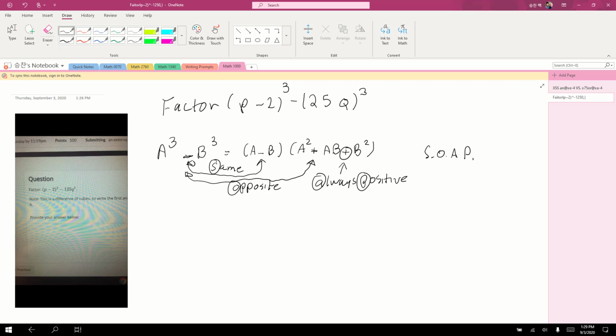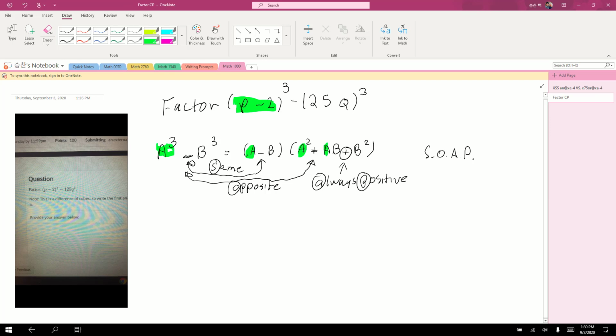All right, so now in this case, I did want to highlight this. This will be the A. So the p minus 2 is the A in this case.